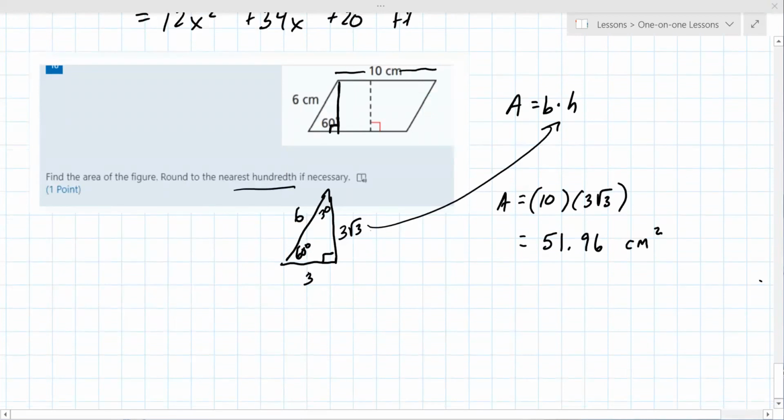Okay, 11. Oh, 11 seems like it's out of place. It's pretty straightforward.